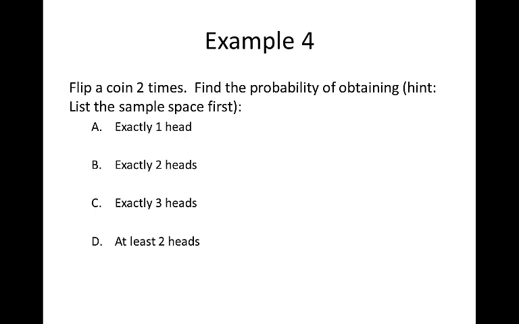Okay, flip a coin 2 times. Let's find the probability of obtaining, and then we're going to have 4 different problems. And it may be helpful if we list out our sample space first. So what can happen? I'll list it up here. So one thing that can happen is I can get a head on the first toss, and then a head on the second toss. And I'll represent that with HH. That should make sense. What else could happen?